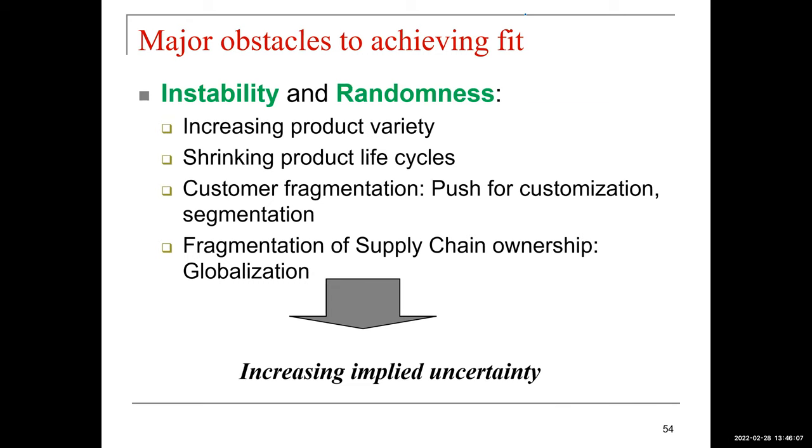Instability and randomness. So we talk about that again, uncertainty, planning for uncertainty. How do you plan for that? How do you make sure that you are able to get the raw materials in time, so you can supply your product? So increasing product variety, shrinking product life cycles, so you retire products sooner. Customer fragmentation, push for customization, segmentation. So customers asking for more from the products. Fragmentation of supply chain ownership. So with globalization, we have multiple owners. So how do we manage that?